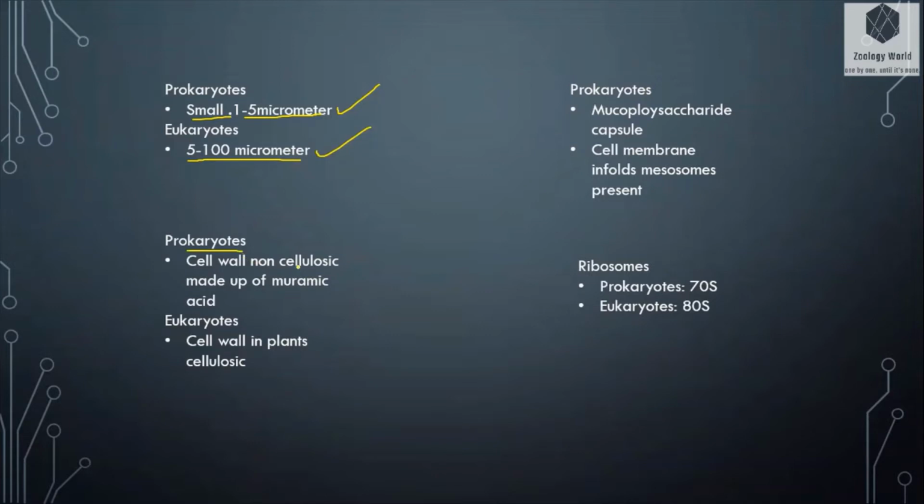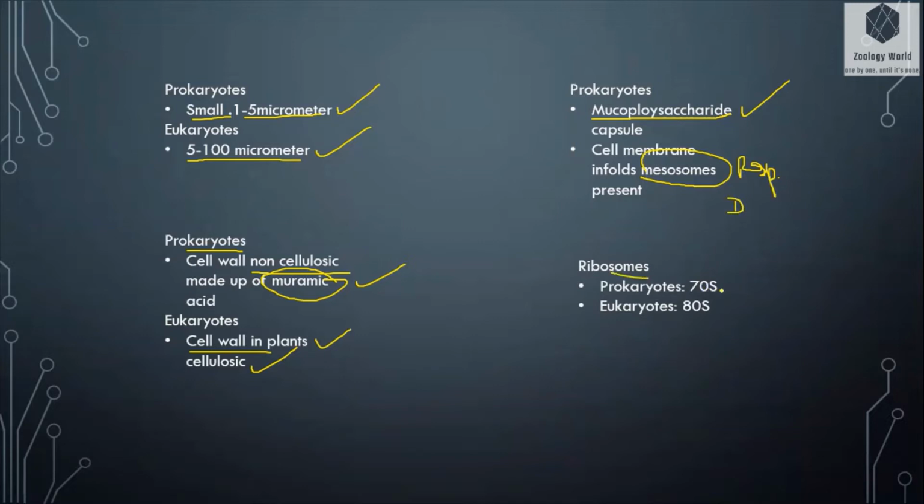The prokaryotic cells generally have a cell wall made up of non-cellulosic material, generally muramic acid. In eukaryotes, the cell wall is generally found in plant cells and fungi, and the cell wall in plants is made up of cellulose. The prokaryotes have a special capsule made up of mucopolysaccharide that surrounds the cell, but in eukaryotes such capsules are absent. Also, cell membrane infolds known as mesosomes, which help in cellular respiration and cell division, are found in the prokaryotic cell, but in eukaryotes these are absent.